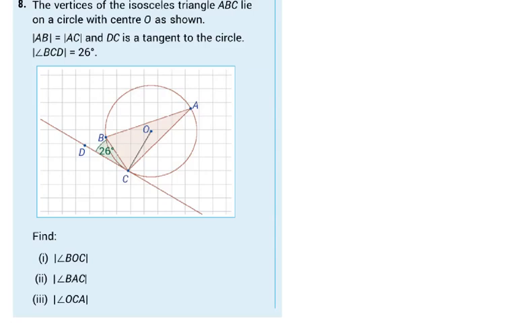The challenge is to find all the different angles inside this triangle here. They're mentioned in here, but we're going to find them all. We're told that ABC is an isosceles triangle, and that A is a radius meeting this tangent DC here. So let's get down to doing this.